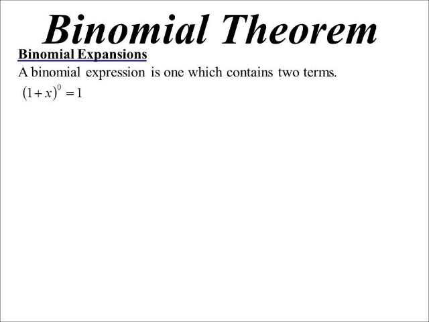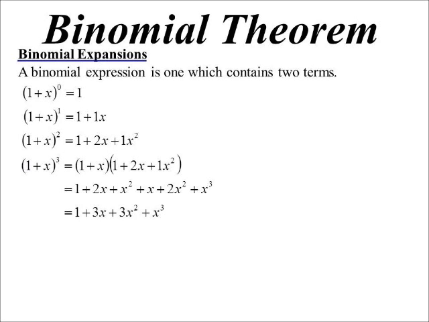1 plus x to the power of 0, which of course is 1. Then we go to the power of 1, and we get 1 plus, well, we don't normally write 1x, but I'm doing this for a reason, so it's 1 plus 1x. Then 1 plus x squared, which we know to be 1 plus 2x plus x squared. Then we looked at cubics. Now, if you can't remember how you get it, we could expand out 1 plus x times 1 plus x squared, and there we go. We get 1 plus 3x plus 3x squared plus x cubed.